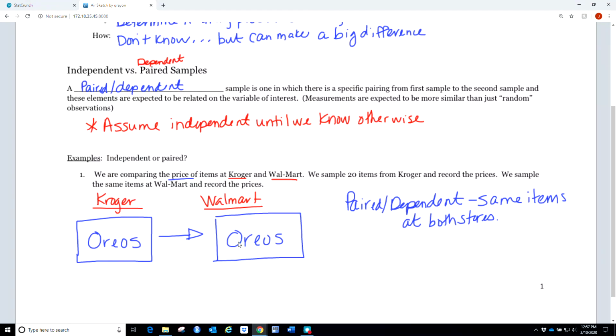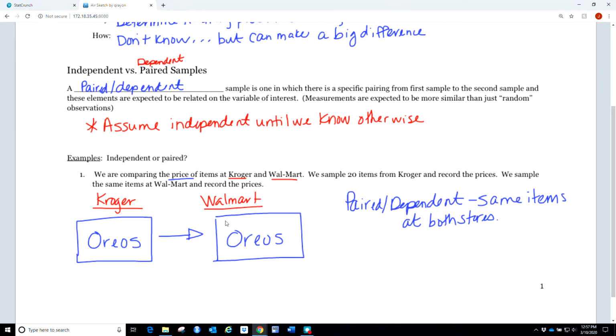Notice I don't say I expect them to be the same price, but I expect them to be related. That is, if I find out that Oreos are $3 at Kroger, I expect that price to be somewhat similar when I go to Walmart. Whereas if I just would have sampled any item I wanted to at Walmart, when I sample Oreos, I know that that price should be similar to what I've seen.